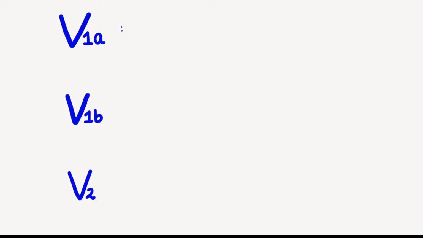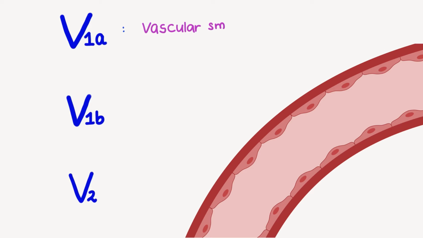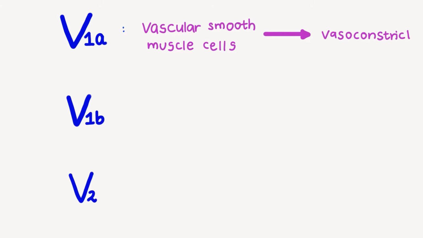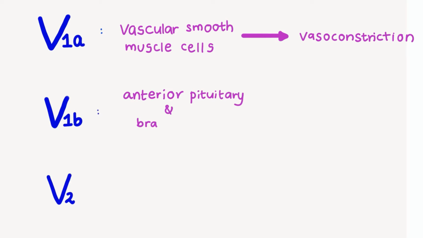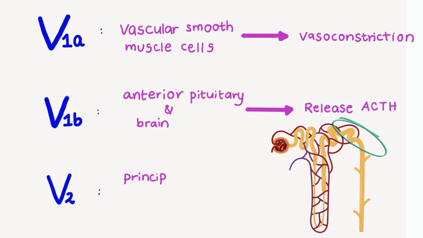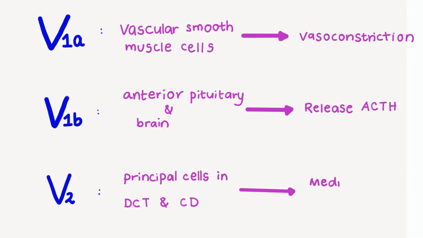V1A receptors are found in the vascular smooth muscle cells, and activation of V1A receptors will induce vasoconstriction. V1B receptors are located in the anterior pituitary and throughout the brain. This mediates the effects of ADH on the pituitary, leading to adrenocorticotropic hormone release, that is your ACTH. V2 receptors are in the principal cells of the kidney in the distal convoluted tubule and collecting ducts. They mediate the ADH response.